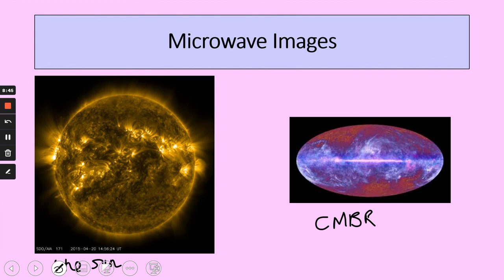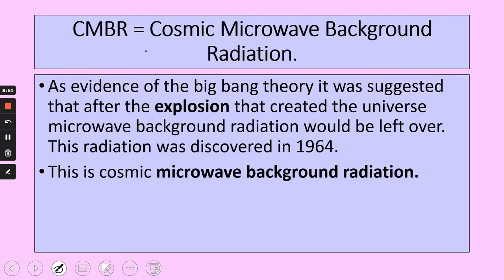We now have microwave images. This is of the Sun and CMBR. CMBR is cosmic microwave background radiation. As evidence of the Big Bang Theory, it was suggested that after the explosion that created the universe, microwave background radiation would be left over. This radiation was then discovered in 1964. This is known as the cosmic microwave background radiation.